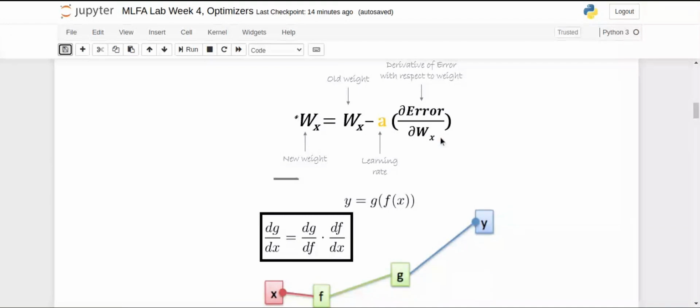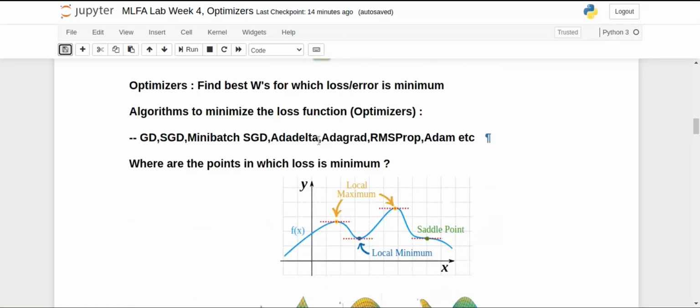So if d error by dw equal to 0, then this whole term will become 0, and w new will be w old. So this is the convergent point, and this w will be the base w for which error is minimum, which is our goal for the optimizers.